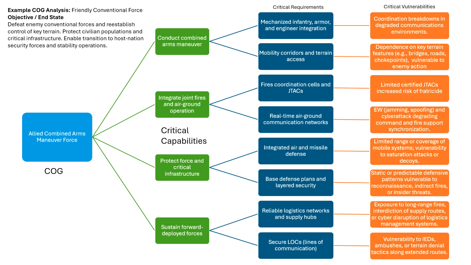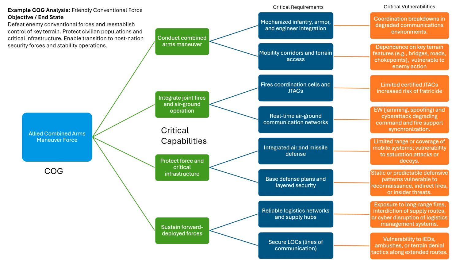To accomplish this, the force relies on several critical capabilities. These include conducting combined arms maneuver, integrating joint fires and air-ground operations, protecting friendly forces and infrastructure, and sustaining forward-deployed units. Each of these capabilities depends on specific critical requirements. These include movement and maneuver integration, defense in depth, fires coordination, and reliable logistics networks. These requirements are essential to executing maneuver and maintaining operational momentum.